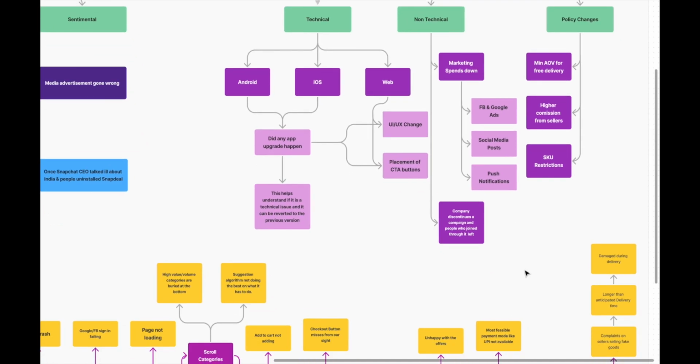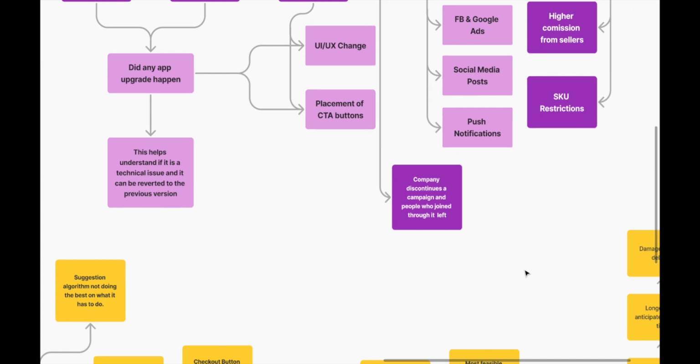And the company discontinues a campaign, and people who joined through it leave. For example, take Zomato Gold. People would have joined Zomato Gold because they are getting offers. But in case Zomato Gold is shut down, maybe not all of a sudden, but it's just shut down, people who joined because they were interested in Zomato Gold might have left the app because they're not getting any benefit. And that could have caused a slump in sales.